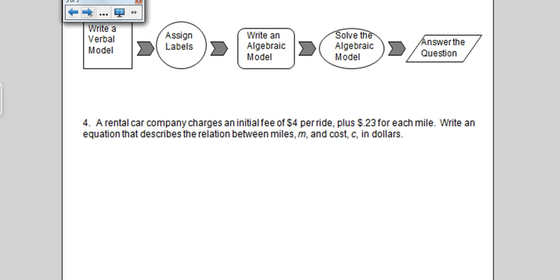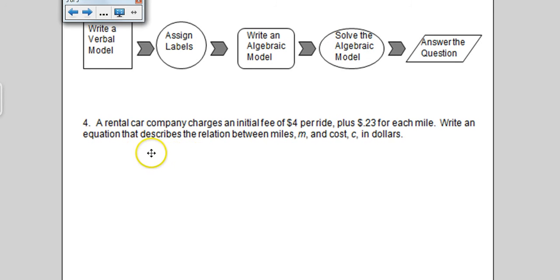A rental car company charges an initial fee of $4 per ride, and then it also charges 23 cents for each mile. And they just want you to write an equation that describes the relationship between m miles and c cost. So we're not actually going to find an answer, we're just going to write an expression. And the reason this is important is because if you were going to program a computer or a cash register, no one wants to calculate every single one of these answers every time they have a customer. So that's why we have to program the machine, and the machine understands simple algebraic logic.